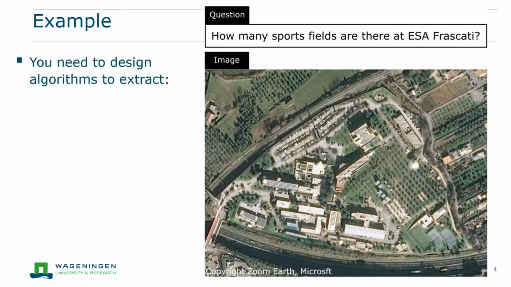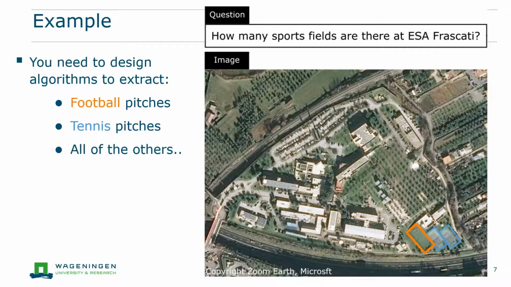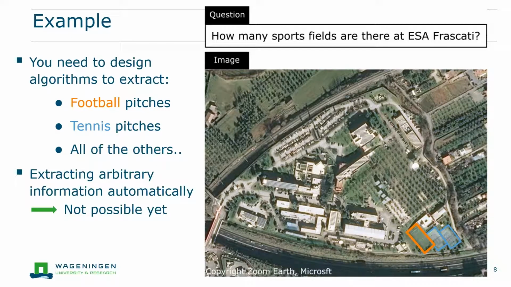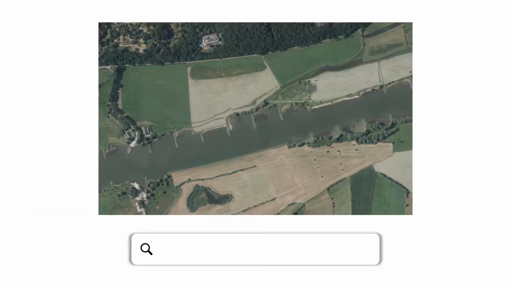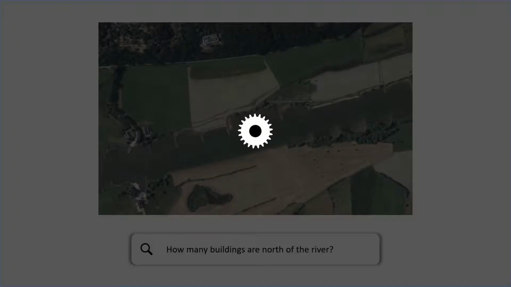To automatically answer this question, you would need to have a football pitches detector, a tennis pitches detector, as well as any other sports field detector, as you cannot assume that only these two will be present. Because the questions that people might want to ask are open-ended, it is not possible to use algorithms designed for a specific task to answer any question. What we would like instead is a single model that, given one remote sensing image and one question in natural language, would give an answer also in natural language.